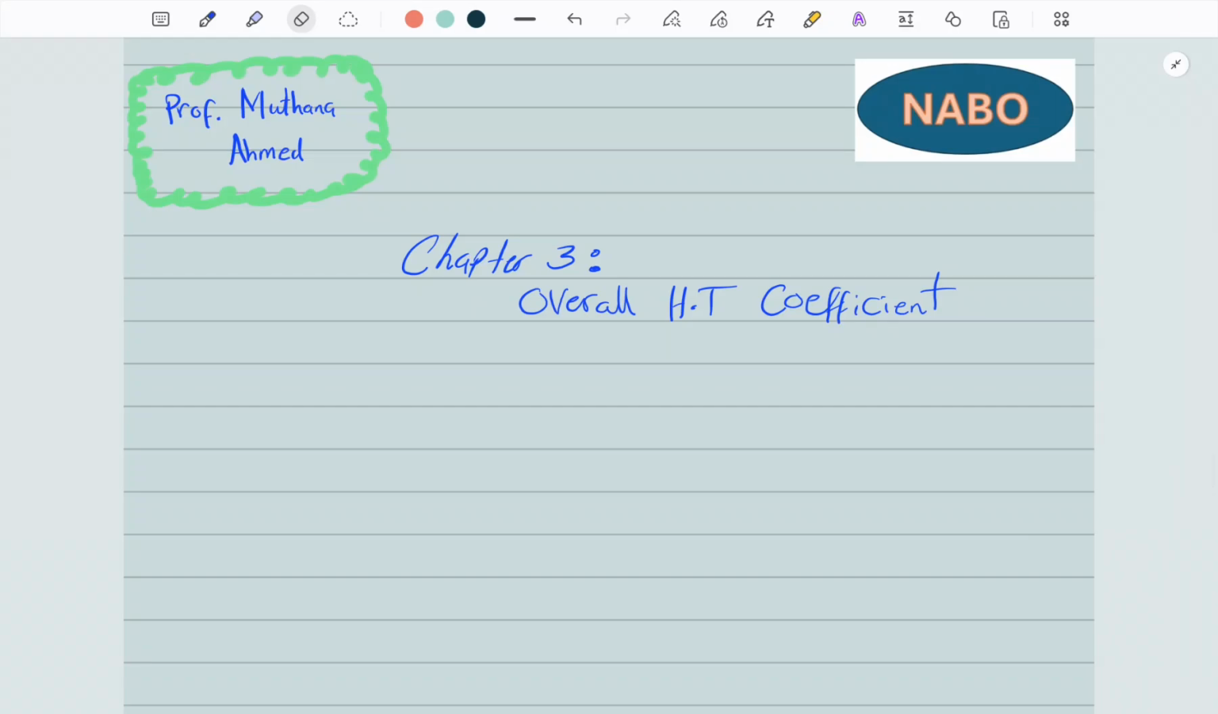Hello everyone, in today's class we're gonna continue on with chapter 3. Today's lesson is the overall heat transfer coefficient, but before we start the new lesson, we'll just take a small amount of time to review what we did so far in chapter 3.